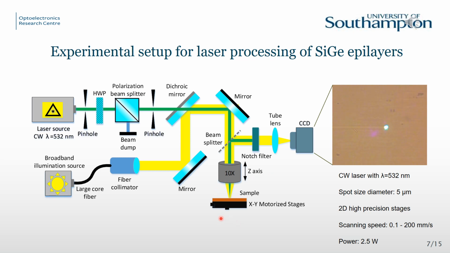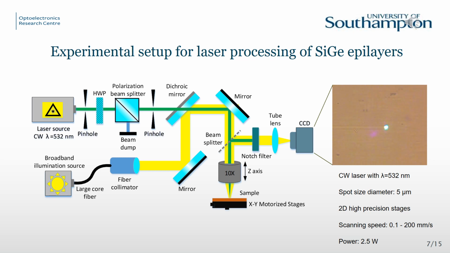A dichroic mirror was used to couple a collimated white light source into the optical path. A CCD camera allows for in-situ monitoring of the surface during the laser processing. Samples were mounted with a vacuum holder on software-controlled motorized stages, which are capable of precision movements in 3 dimensions. These stages were used to scan the sample under the laser beam at scan speeds ranging from 0.1 to 200 mm per second. The power was adjusted between 1 to 3 watts.